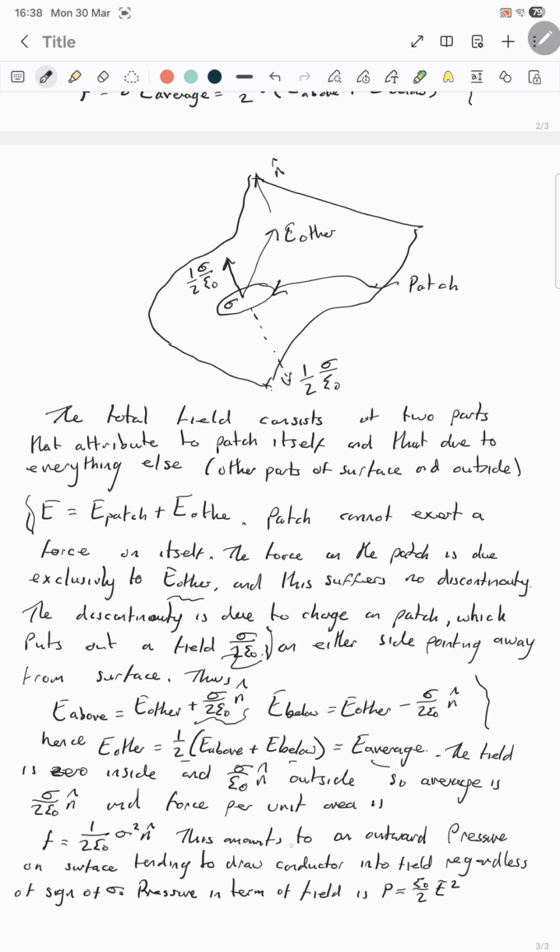Now the field is 0 inside and it's this outside, so the average is simply 1/2 of this, and the force per unit area is given here. This amounts to an outward pressure on the surface tending to draw the conductor into the field regardless of the sign of our charge. Now the pressure in terms of the field is given by this.